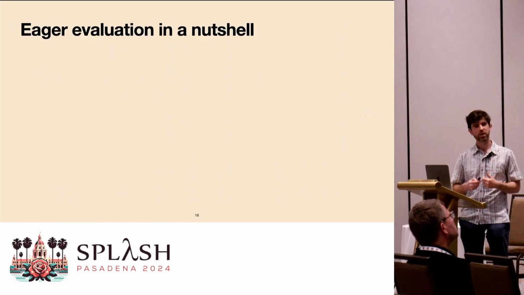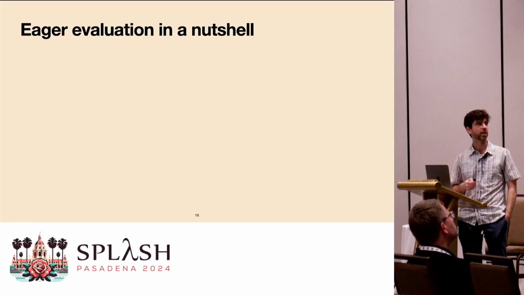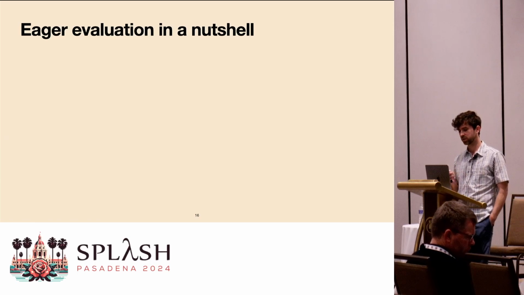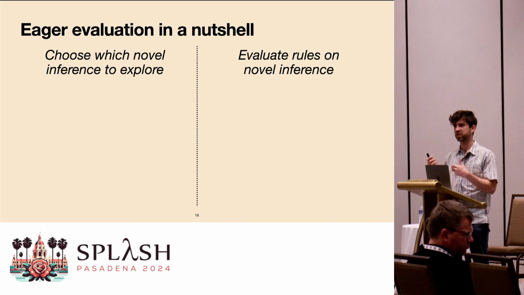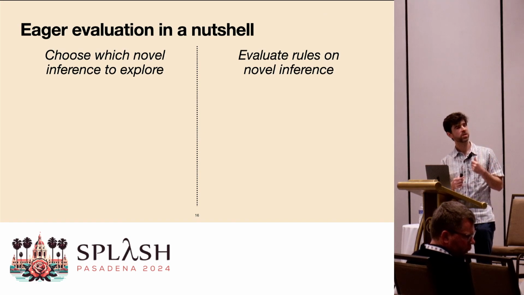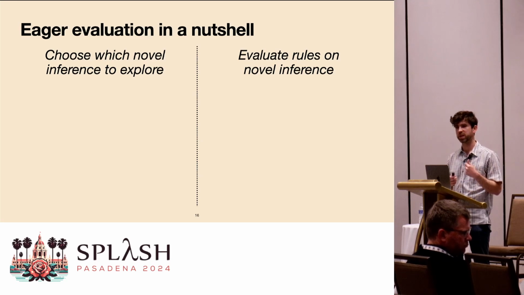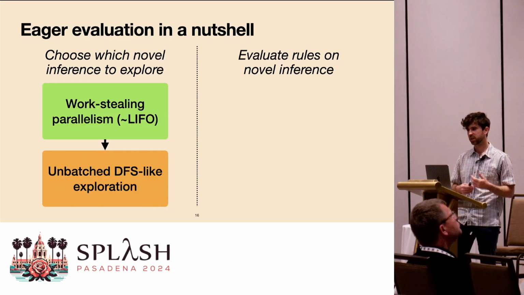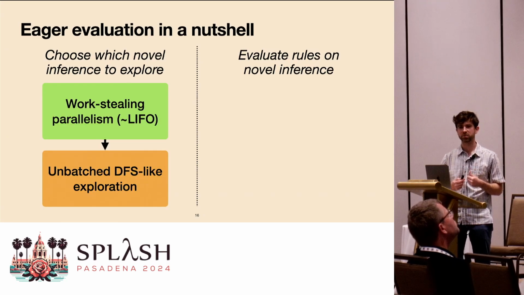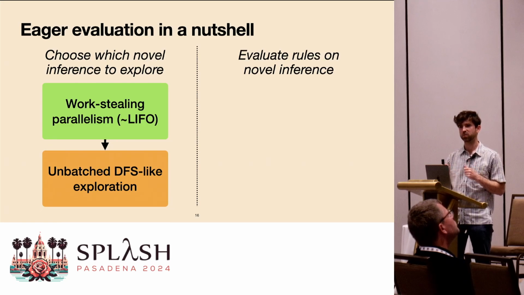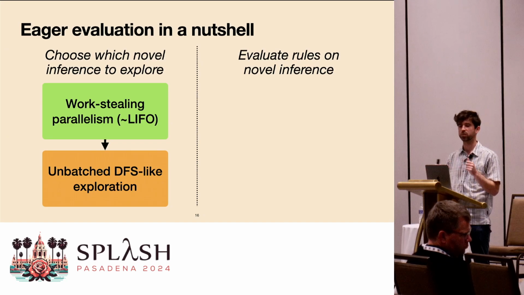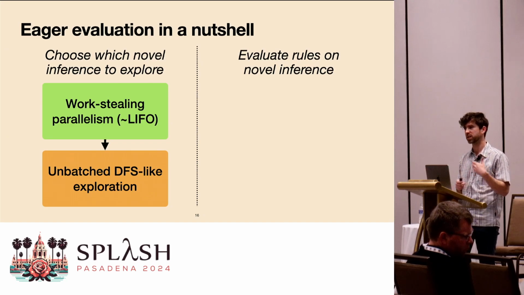So how does eager evaluation work? Well, in a nutshell, we can split it into 2 parts. You can imagine that you're partway through Datalog evaluation. You've made a bunch of inferences. One thing you need to do is choose which of these inferences to explore next. And the way that eager evaluation does this is through work stealing parallelism, which most of the time processes work using a last in, first out order. This in turn gives us something like an unbatched depth-first search of that logical inference space.